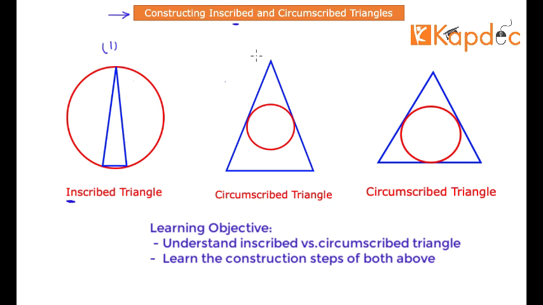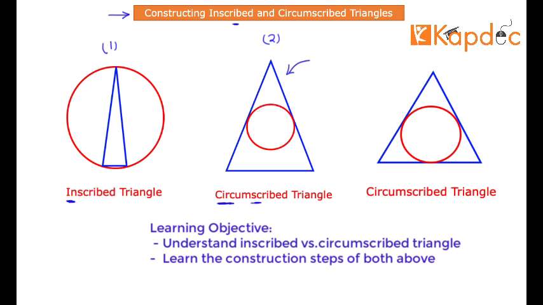Given that, when you take a look at shape number 2, you will see that this triangle, the one that has blue lines, is outside this circle, such that 2 out of 3 sides are touching this circle. So this is an example of a circumscribed triangle. The reason we call this circumscribed is because it is outside this circle.